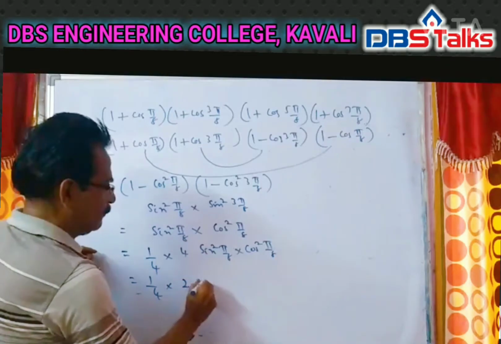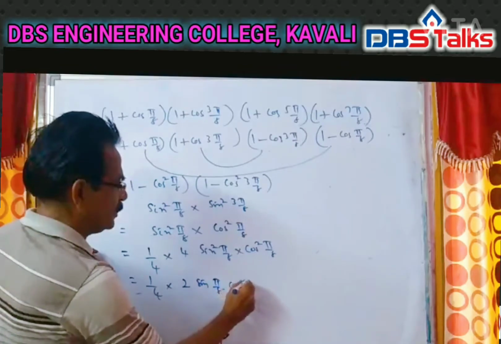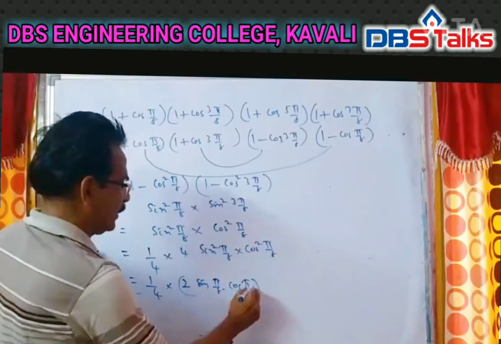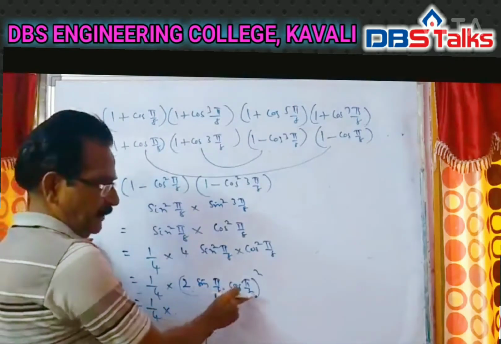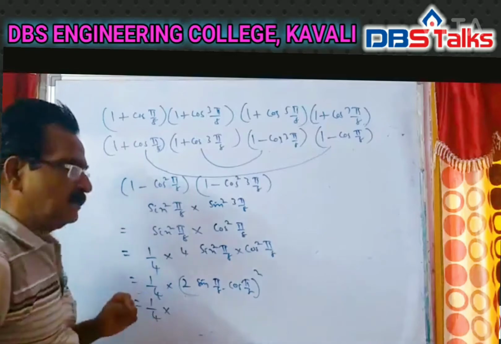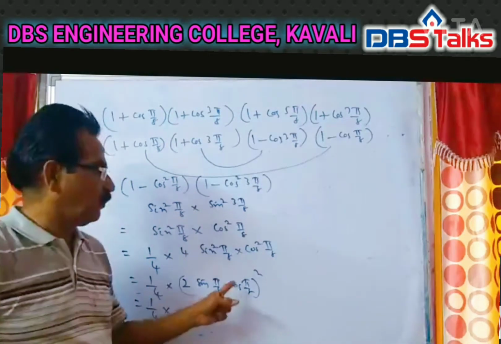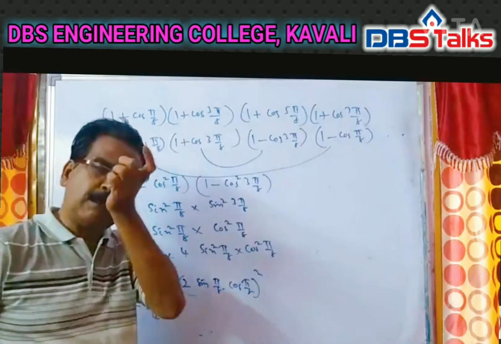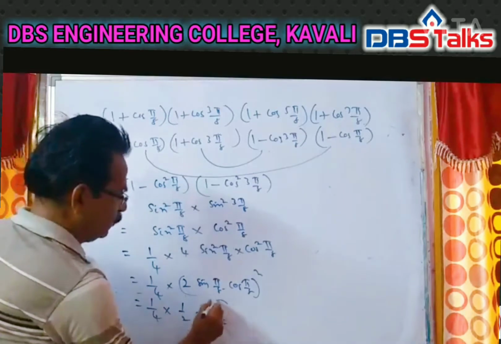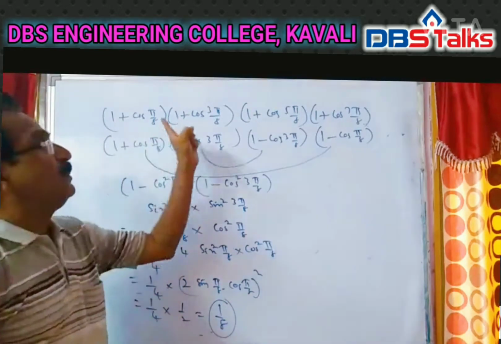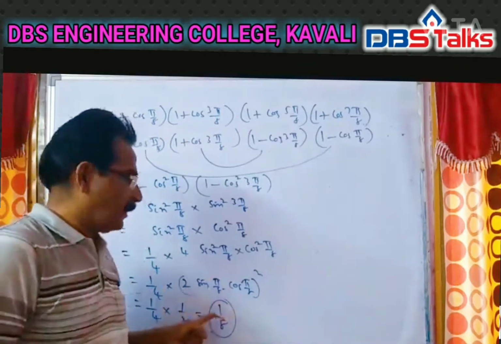I will write one more step. 2 sine pi by 8 into cos pi by 8 whole square. This is equal to 1 by 4 into, 2 sine pi by 8 into cos pi by 8 means sine 2 theta, sine 2 into pi by 8, sine pi by 4 whole square. Sine pi by 4 means 1 by root 2. 1 by root 2 whole square is 1 by 2. So 1 by 4 into 1 by 2 is equal to 1 by 8. So the value of this expression is 1 by 8.